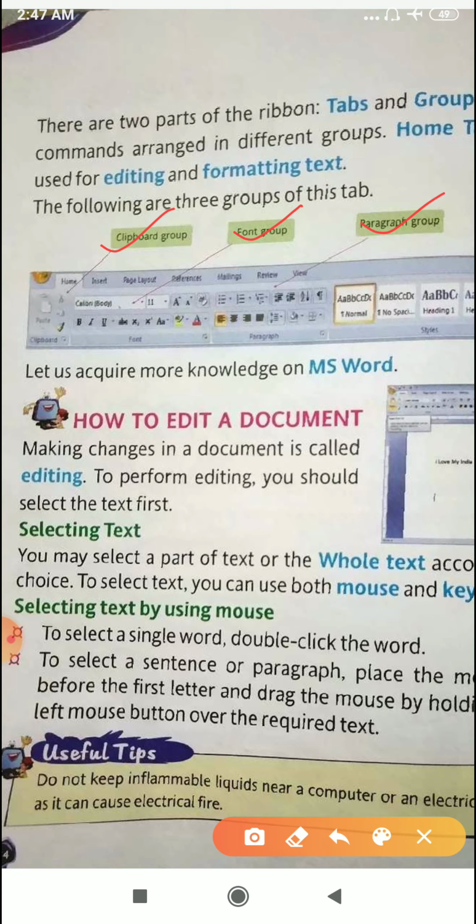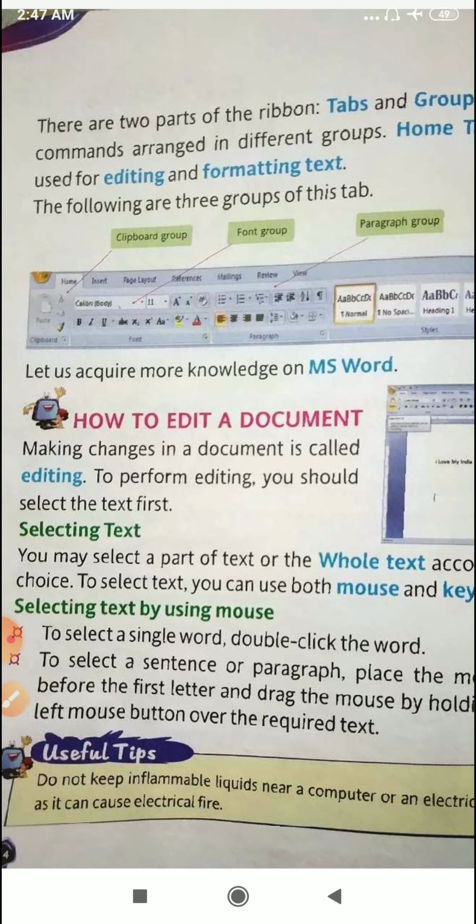So first of all, we are going to discuss how to edit a document. Let me tell you what editing a document is: making changes in a document. If we need to change or edit something, that is called editing. As you can see in your book also, making changes in a document is called editing.